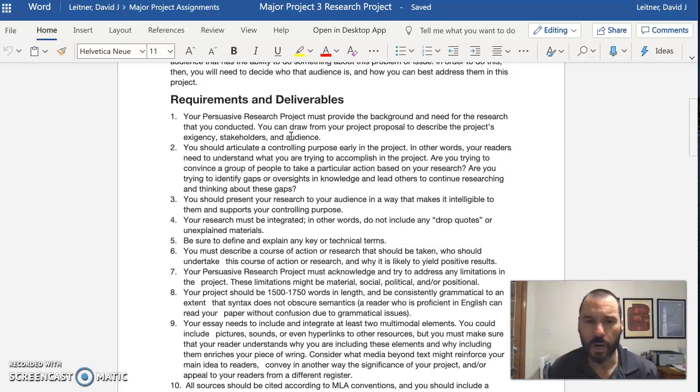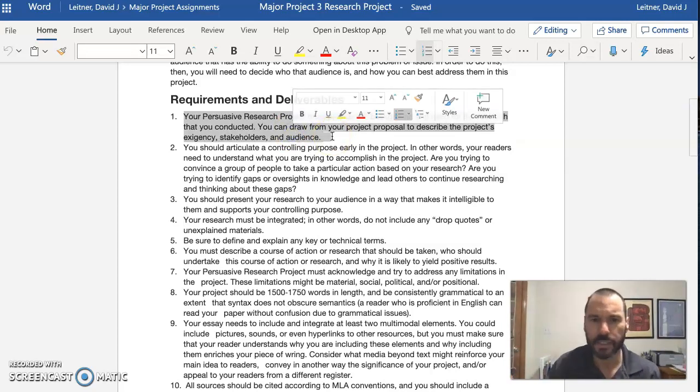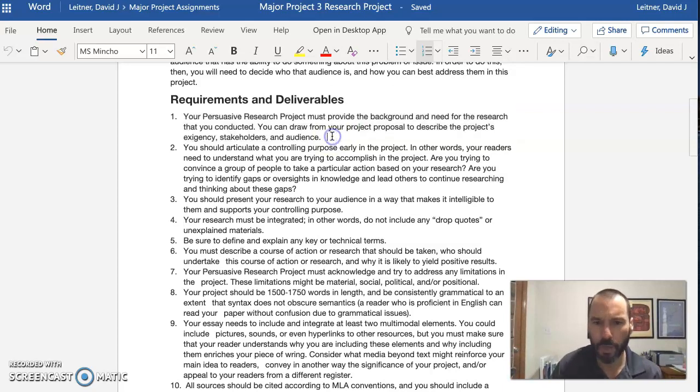So the first requirement is, number one, your persuasive research project must provide the background and need for the research that you conducted. You can draw from your project proposal and describe the project's exigency, stakeholders, and audience. So this could be a short paragraph, it could be a long paragraph, or it could be several paragraphs, or it could be 4 or 5 paragraphs. It depends on how much background you think your reader is going to need, and how much technical stuff you might be explaining.